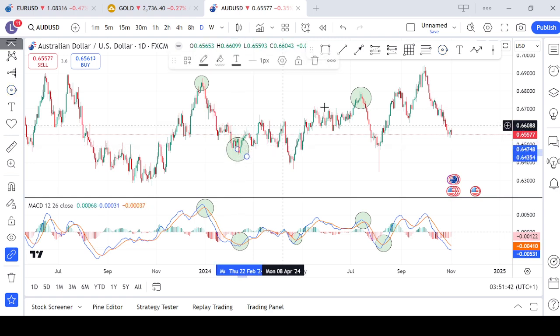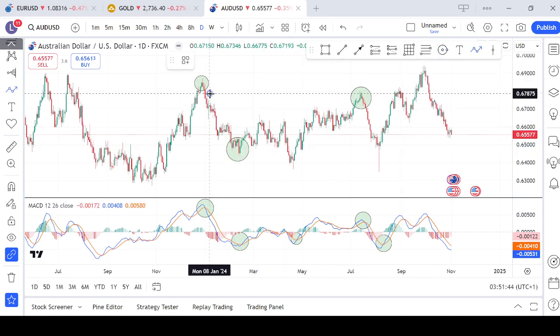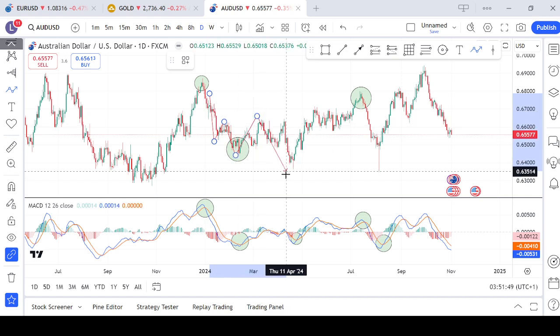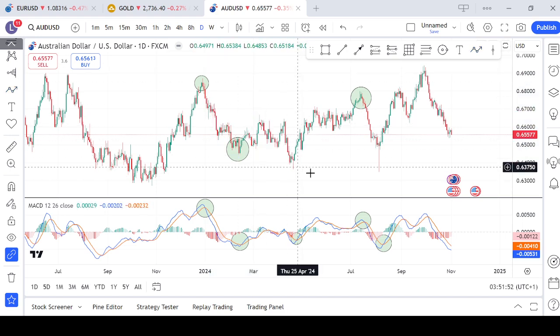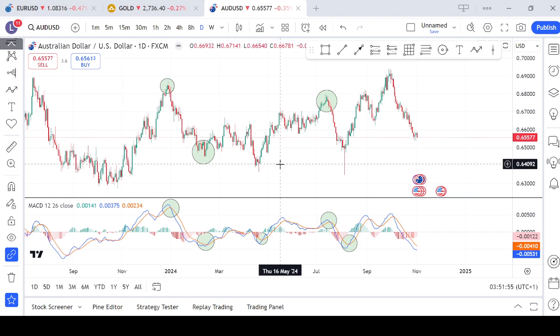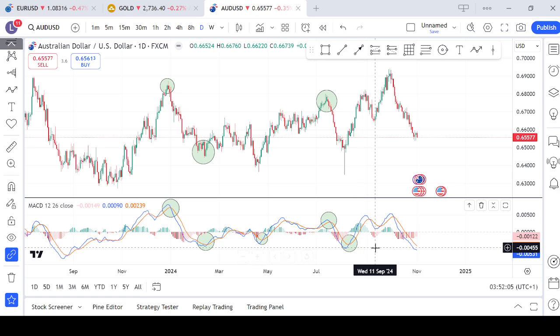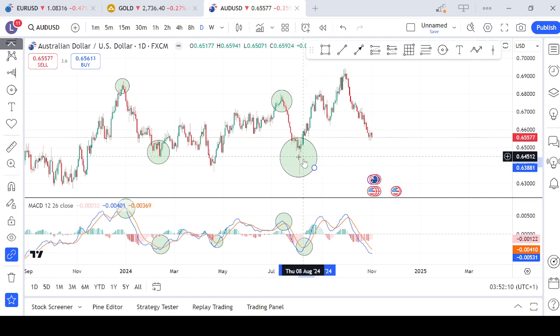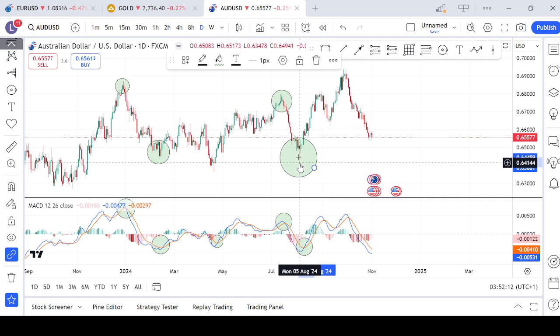But this didn't last because we were in a bearish trend, with price giving us lower lows, lower highs, lower lows, lower highs. A bullish signal is generated when the MACD line crosses above the signal line, indicating potential upward momentum, just like it did here, and here also. Conversely, a bearish signal occurs when the MACD line crosses below the signal line, suggesting potential downward momentum.